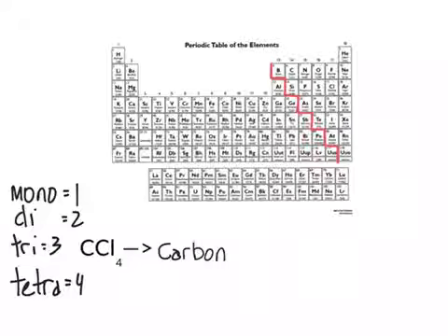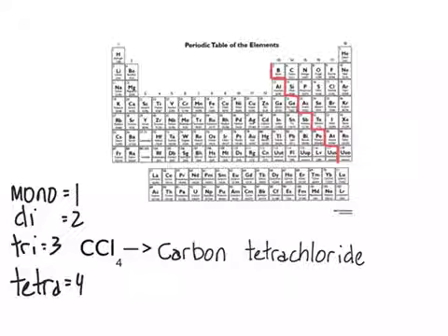Let's write this out correctly. So we're going to go with this, and we're going to say this is a tetrachloride. Tetra. Oops, sorry, I'm trying to move the screen here. Tetrachloride. Move, there we go, chloride. And that, my friends, is how you name a molecular compound.